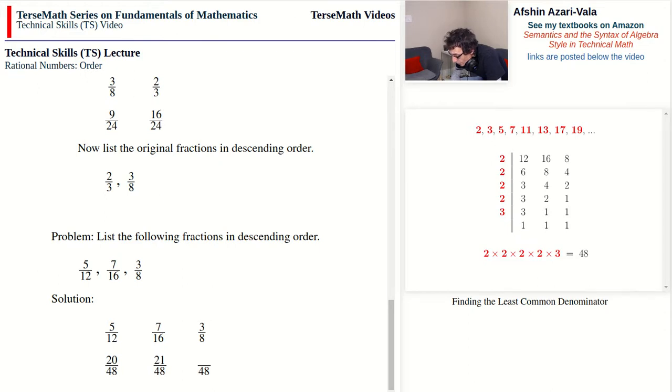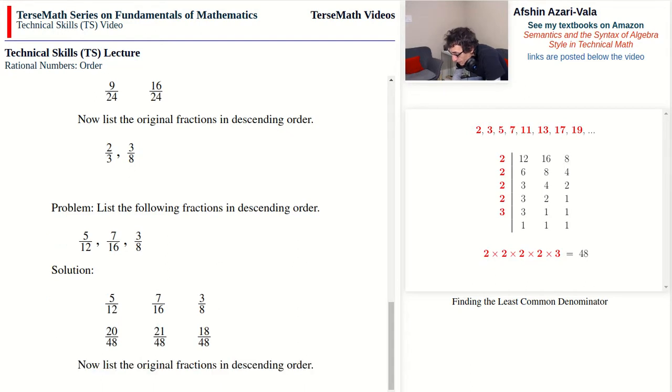You notice how many times I just used the times table in both going forward and backward. Divide 48 by 12 and then multiply by 5. And then divide 48 by 16, multiply by 7. Divide 48 by 8 and multiply by 3. We're just changing the fractions that are given to their equivalent fractions with the same denominators.